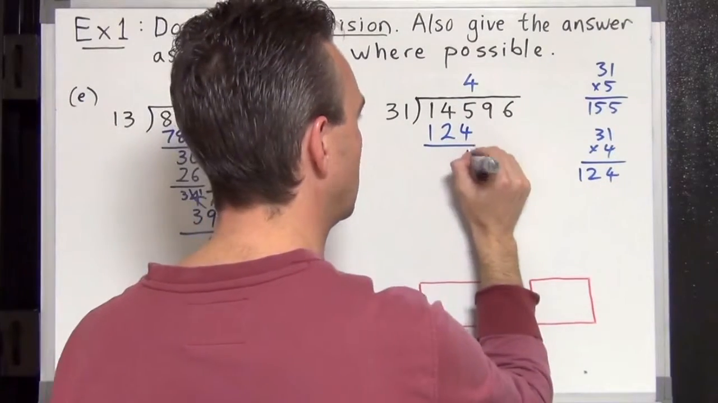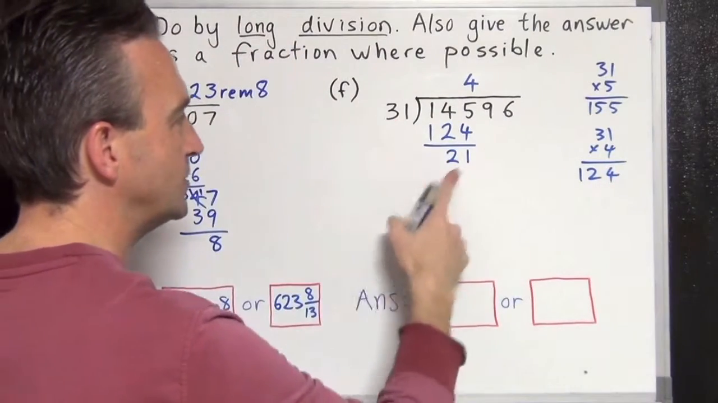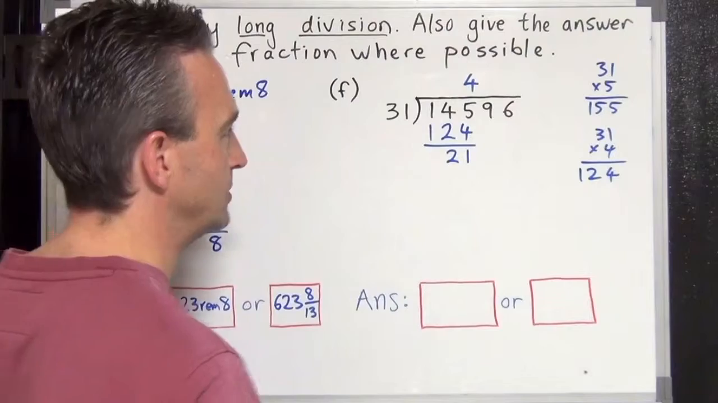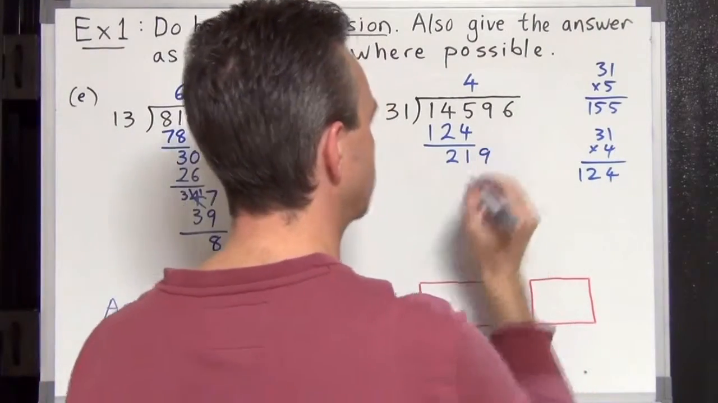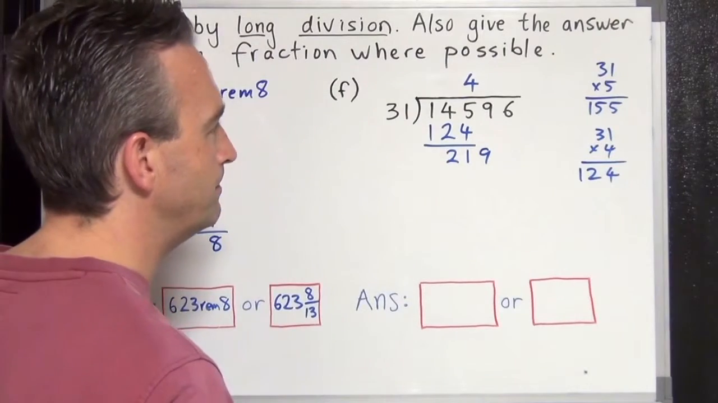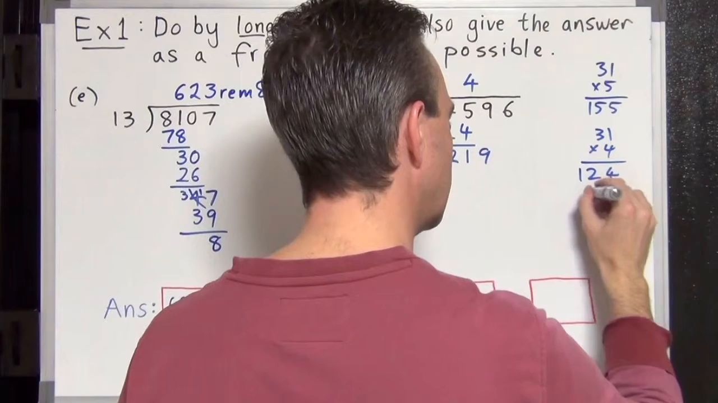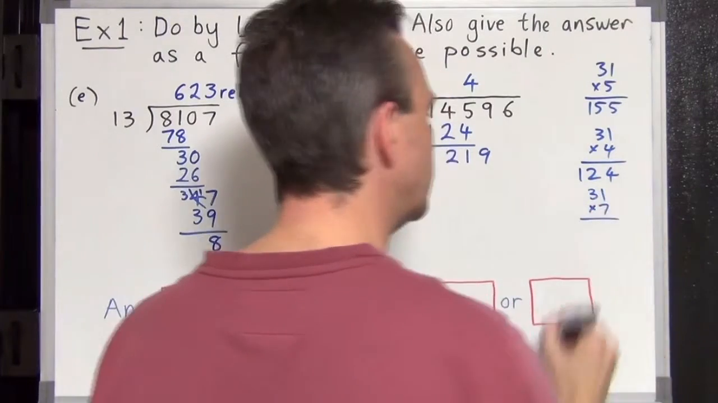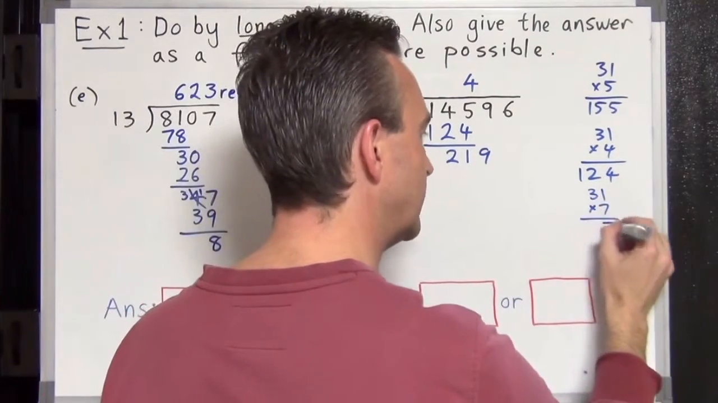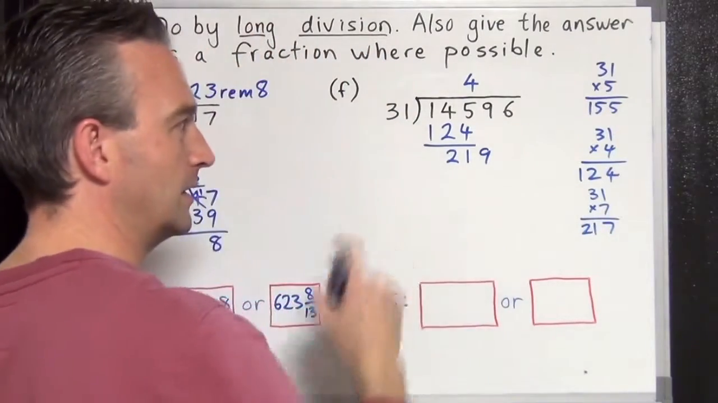5 minus 4 is 1. 4 minus 2 is 2. 31 into 21 doesn't go, as it shouldn't. Bring down the next number, 9. So 31 into 219. Maybe 31 times 7, I'm guessing. It might go 7 times. 7 1s are 7. 7 3s are 21. 217. Oh, lucky, got it.